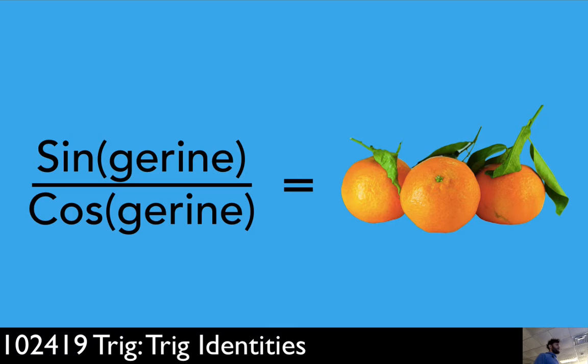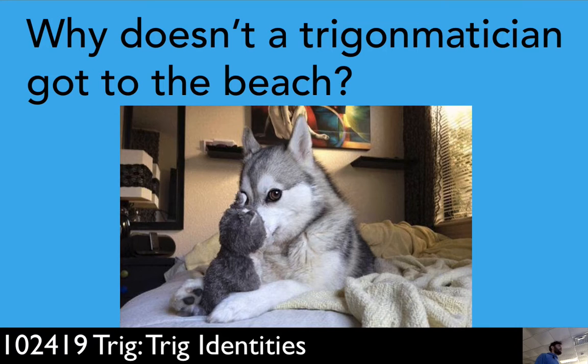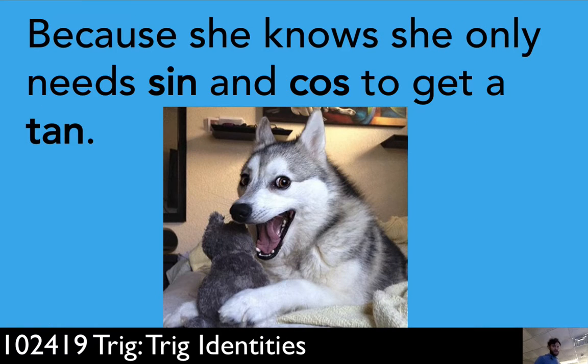Sine over cosine. All right. Why doesn't a trigonometrician go to the beach? You guys ready for this one? Because she knows she only needs sine and cosine to get a tan.